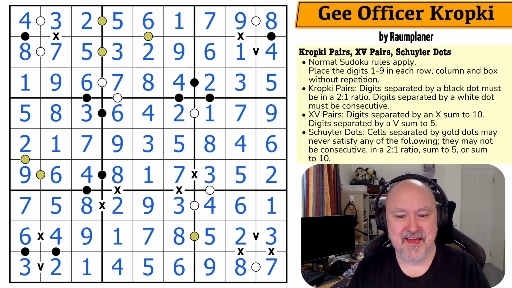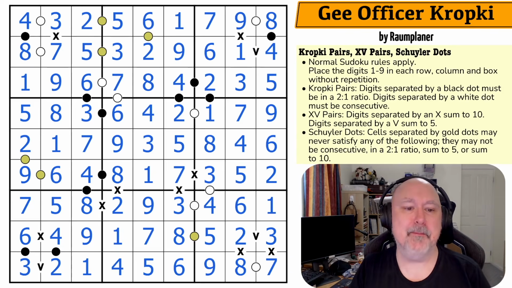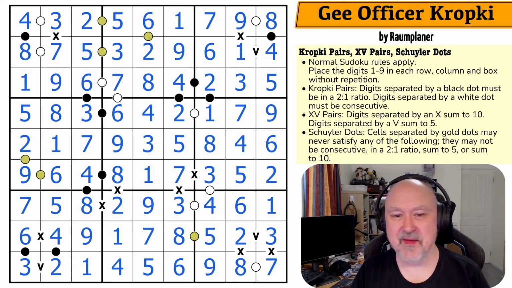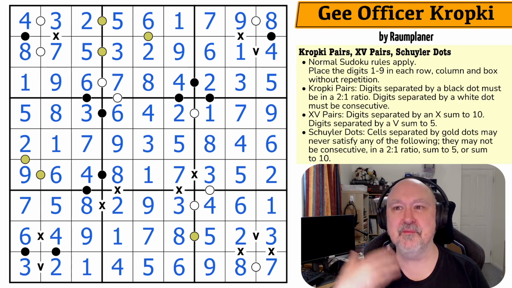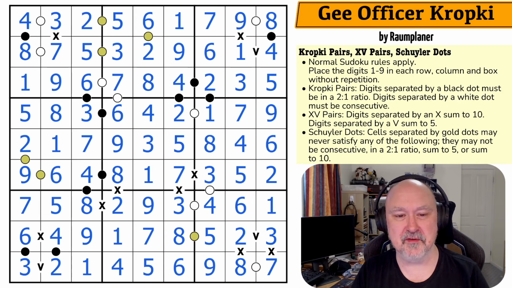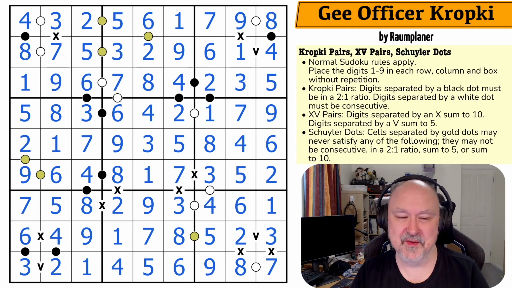Gee, Officer Kropki, that was a lot of fun. Yes, it was. I was tempted to turn around to people and say, see if you can figure out how to write the rules of this puzzle to the music of Gee Officer Kropki, because I went down that rabbit hole and I came up with some stuff that worked and some that didn't. See if you can come up with something if you want and put it in the comments below. I might try and put some of my efforts in. Some of them were really bad, but I had some fun doing it.